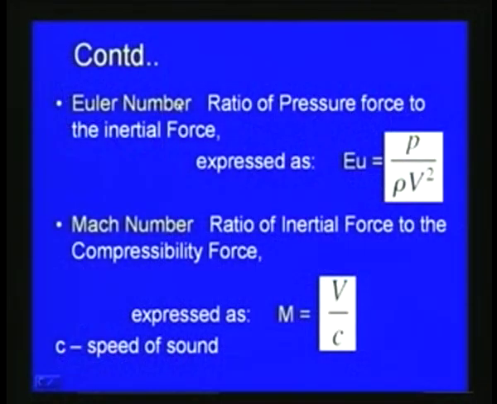The third number is called the Euler number. It is the ratio of pressure force to inertial force, and Eu is equal to P by rho V square, where P is the pressure, rho is the mass density, and V is the velocity. Wherever we deal with fluid flow where pressure has to be considered effectively, we define this dimensionless number, the Euler number.